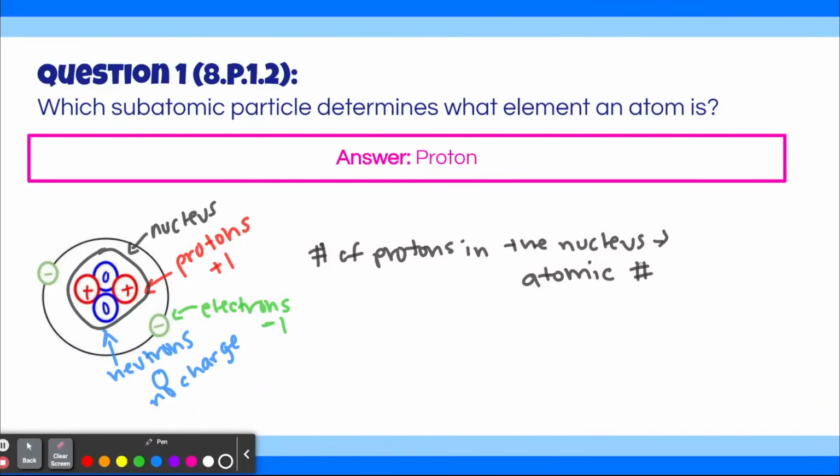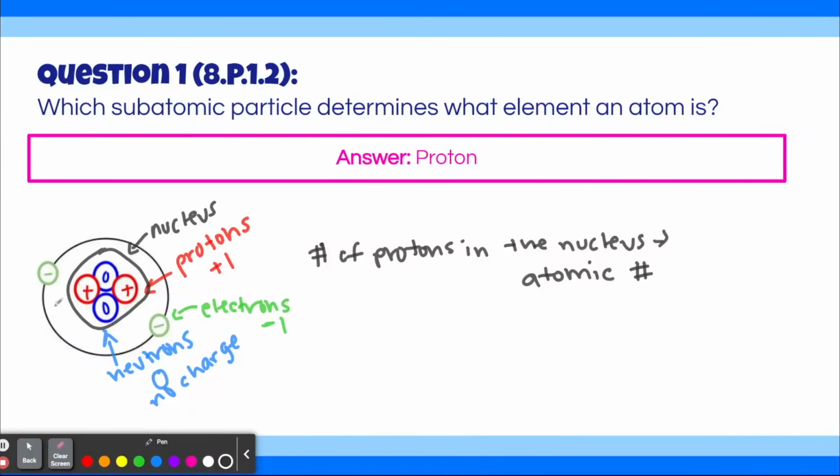So that's the number of protons in the nucleus of one of the element's atoms. No two elements have the same atomic number, so every element must have a different number of protons in the nucleus. That's how you know which element an atom is. If it has a certain number of protons, then you just have to figure out which element has that many protons as its atomic number.